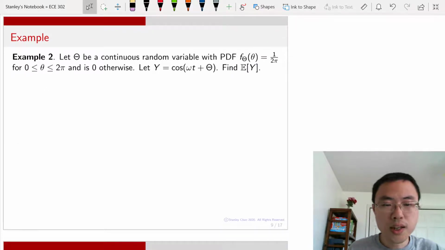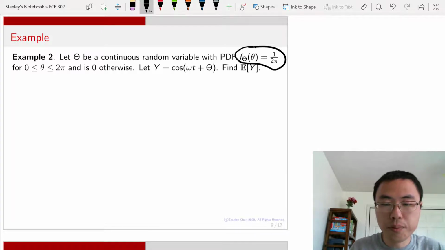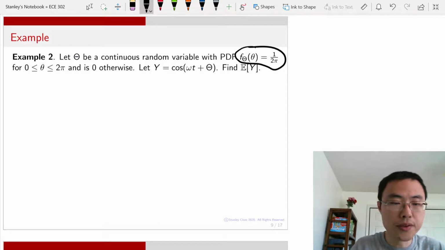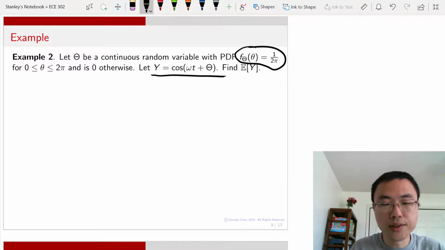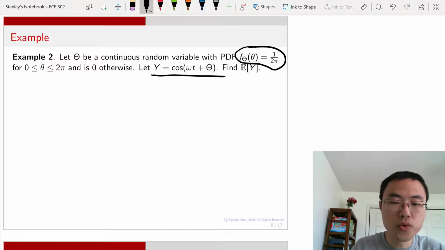Now let's work on a little bit more difficult problem. Here is the PDF of a random variable theta, and theta is 1 over 2 pi with this range. And we want to calculate this expectation of y, where y is cosine of omega t plus this theta.